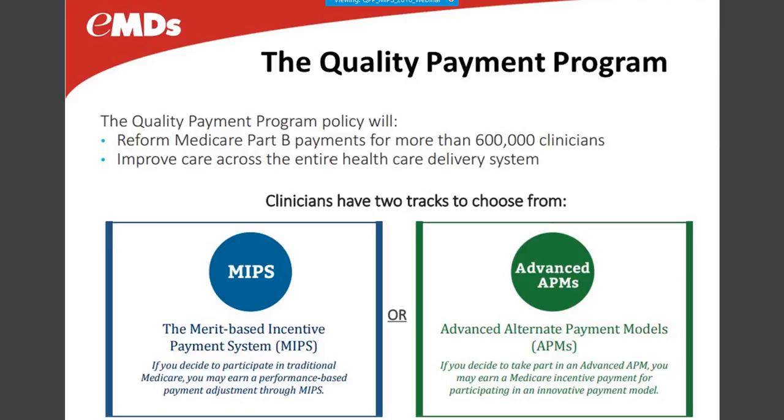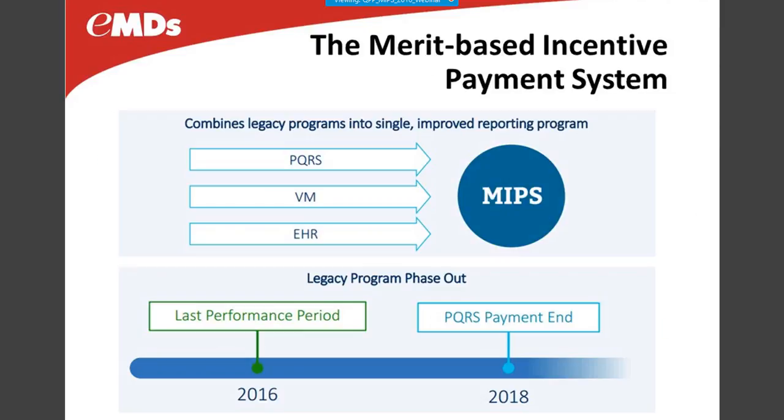So we'll start going into what's required with the MIPS program. The MIPS program, or the Merit-Based Incentive Payment System, combines a lot of different quality programs into this one. So PQRS, or the Physician Quality Reporting System, the Value-Based Modifier, or what they're showing here is VM, and the Meaningful Use EHR Incentive Program are all slightly modified and combined into this one MIPS program. The MIPS program begins on January 1, 2017.